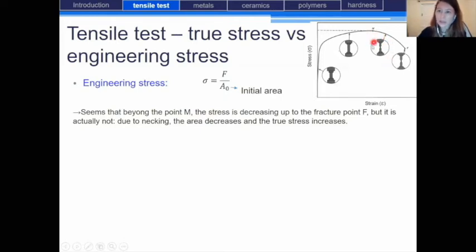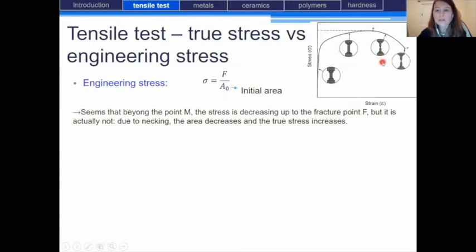of the specimen. In fact, after the point M, we don't observe a cylindrical shape anymore, as it was the case before the point M, but we observe the formation of a neck on the specimen at a specific point of the length of the specimen. And due to necking, there is a change of the shape and a dramatic change of the cross-section.